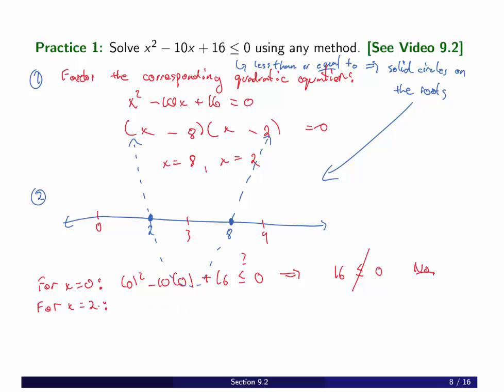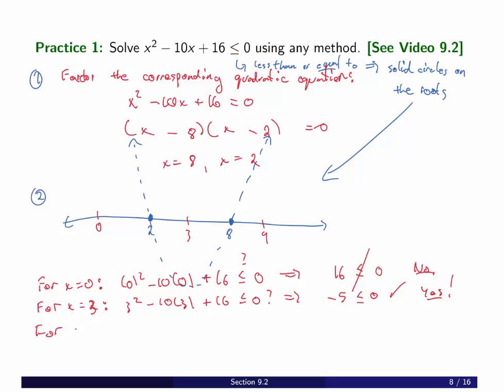And for x equals 3, we're going to have 3 squared minus 10 times 3 plus 16. Is that less than or equal to 0? Well, we're going to have 9. 9 minus 30 plus 16 is negative 5. Negative 5 is less than or equal to 0. So yes.